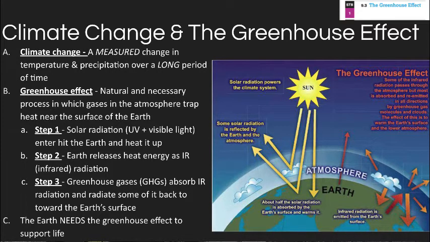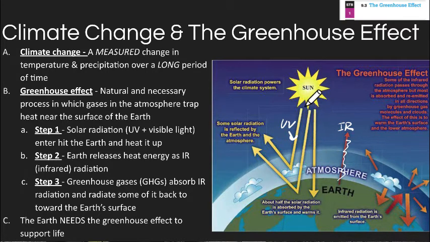That heat is then, as we have this UV here, we'll mark that. Okay. And then this is our IR. So this heat comes back up as infrared radiation. All right. Now, what happens?